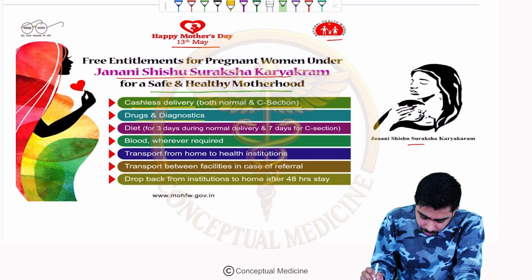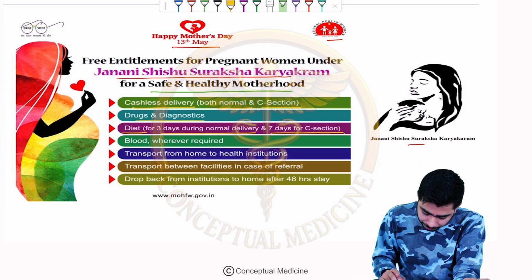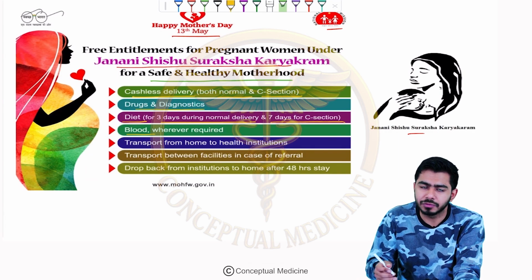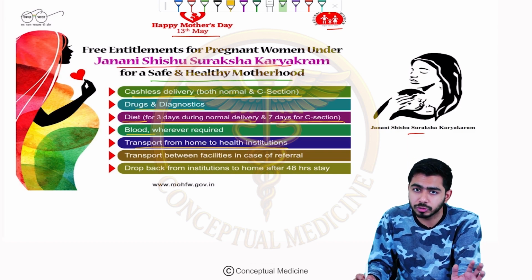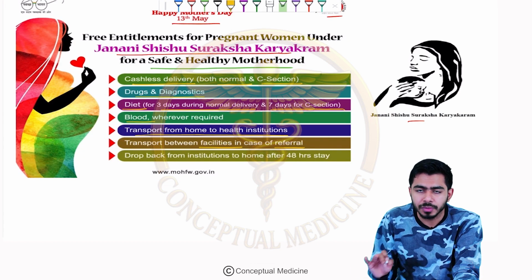So drugs and deliveries will be free of cost. Diet for 3 days during a normal delivery and 7 days for a C-section will be free of cost from the government side. Then the blood, if it is required, if there is anemia or PPH and blood is required, that is also provided free of cost. Transportation from the home to the health institution is also free, and transportation between facilities in case of referral is also free of cost.